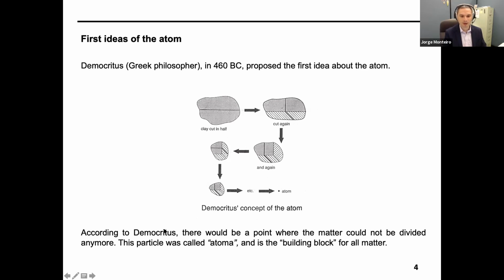According to Democritus, there would be a point where the matter could not be divided anymore. And this particle was called atoma. It is the building block for all matter. So for Democritus, the atom was the smallest particle possible, and it was the component of all the matter that you can have.